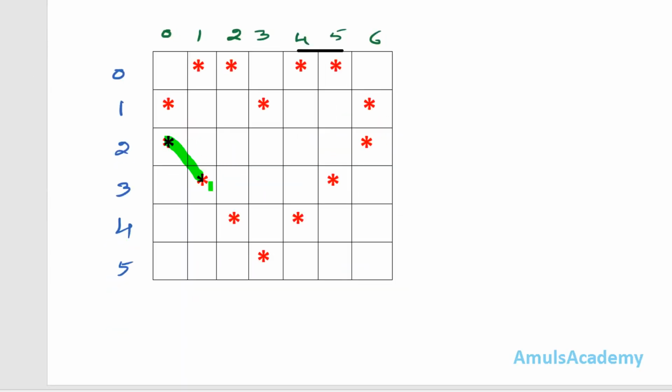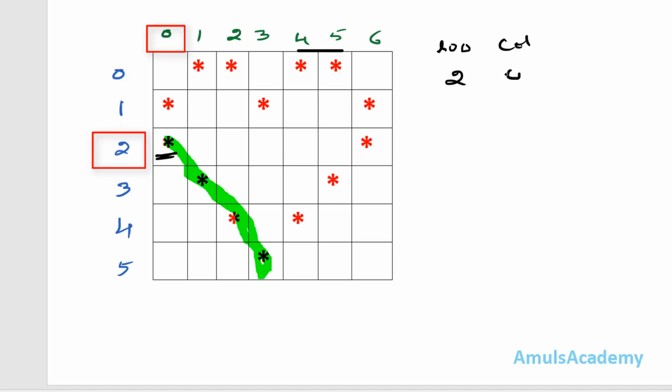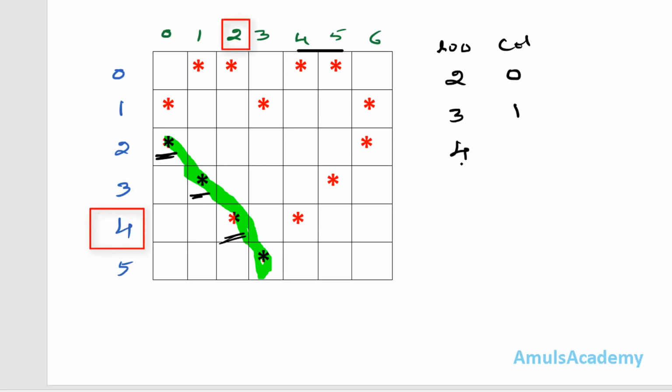So next we want to print star here. To print star here, we'll subtract row and column values. Here we can write this as row and column. We can see this star is at row 2 and column 0. This is at row 3 and column 1. This is at row 4 and column 2. And this is at row 5 and column 3.